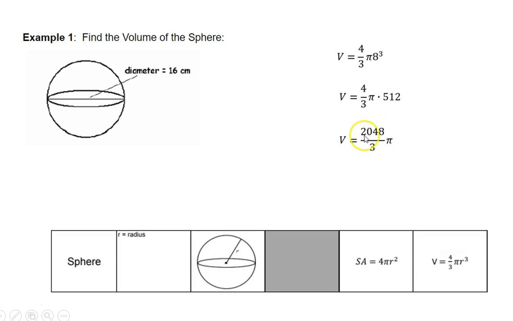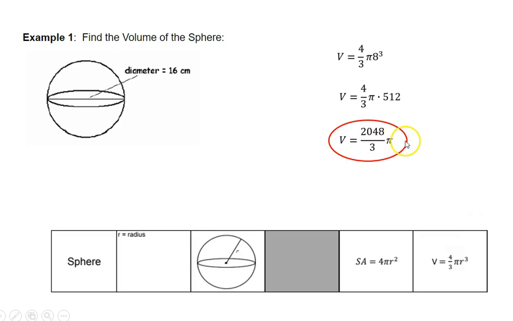Then we can do 2048 divided by 3, but that's a decimal number. And then we multiply that by pi, and that's going to be more of a decimal number. So I'm just going to leave the answer like this. This is an exact answer for the volume of the sphere: 2048 divided by 3 times pi. Kind of messy to say, not very clear exactly what that number is.